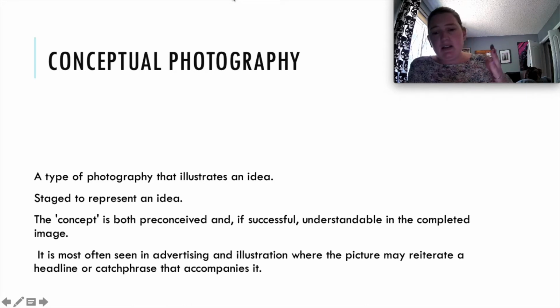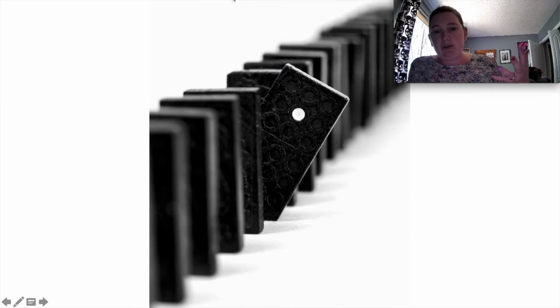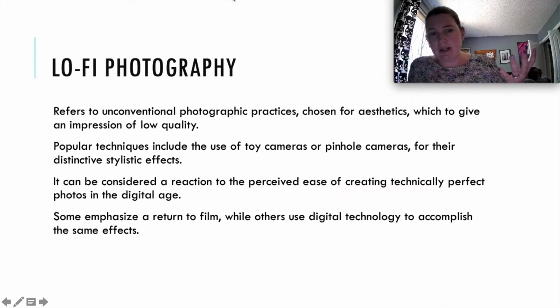Conceptual photography is usually used to illustrate an idea, to represent an idea of sorts. It's preconceived, and it's kind of a cohesive image, if you get it. It's most often seen in advertising. So for example, smoking, obviously in a single photograph, you can kind of get what they're going for here. Again, advertising as well, non-uniformity, same sort of thing here. This could fall under surrealism as well, but again, conceptual ideas here.